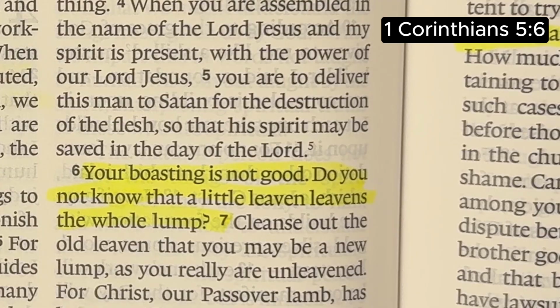In a similar way, Scripture uses this idea to describe something deeper. "Do you not know that a little leaven leavens the whole lump?" In that context, it's referring to how even a small amount of sin can spread and affect the whole. If you're interested in that side of things, I've made some videos on it as well.